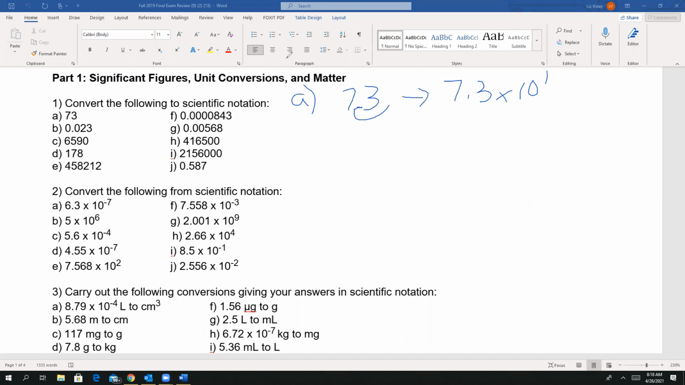The next one I'm going to do is C. You do the same thing, but you have to also watch your sig figs. And the sig figs on this one, it's only 6.59. So you move your cursor 1, 2, 3, right? So 6.59 times 10 to the third.